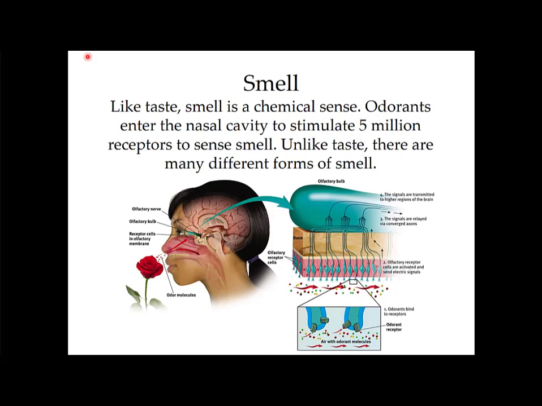We have at least 5 million different receptors to sense smell. So we can differentiate hundreds and hundreds of different kinds of smells. Believe it or not, that's not very sensitive. Dogs and rats, which I was telling you about before in some of my other lectures, have even more ability. They can do tens of thousands of different smells.